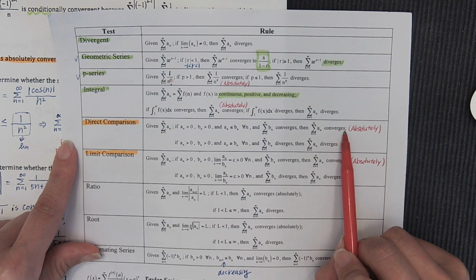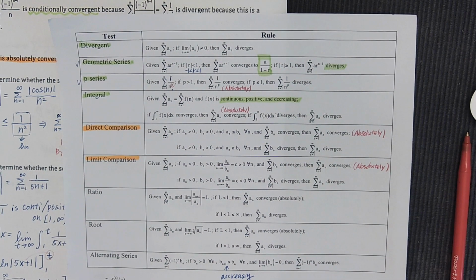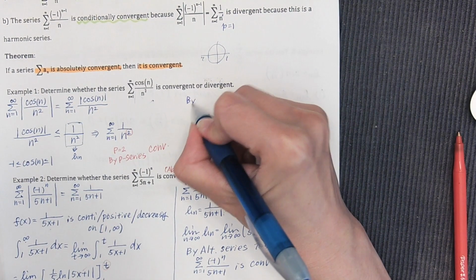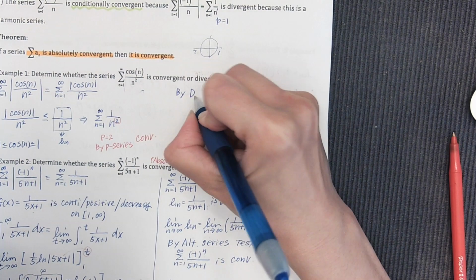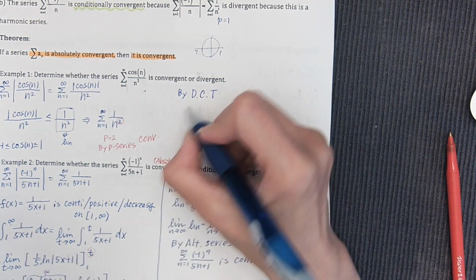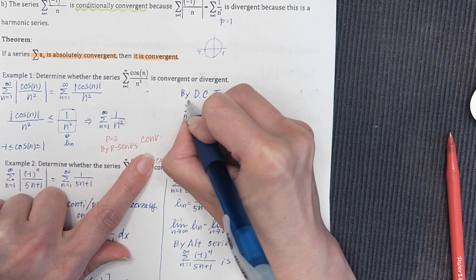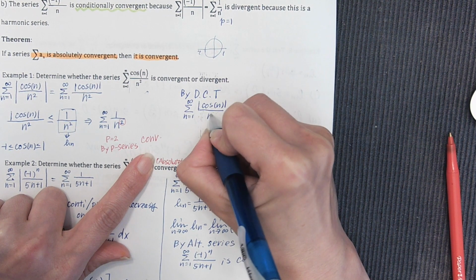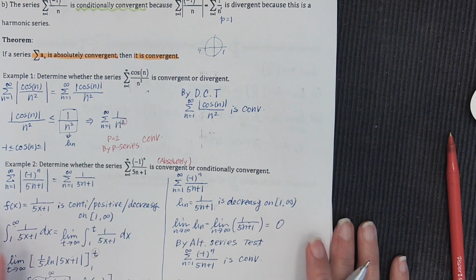But this convergent means absolutely convergent. Okay, so by which test are you using? Direct comparison test. Direct comparison test says, if I take the absolute value, the summation n equal 1 to infinity of cosine n over n square is convergent, right?